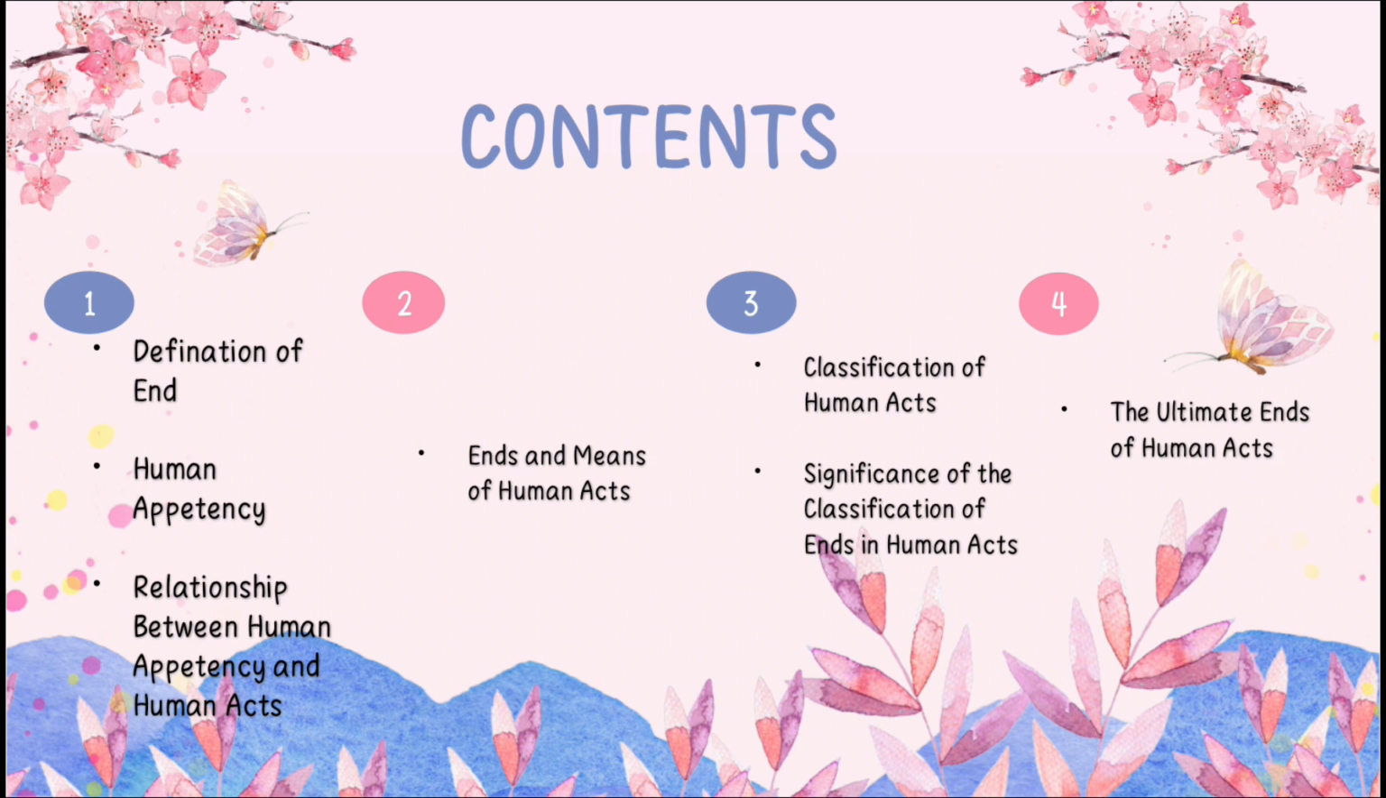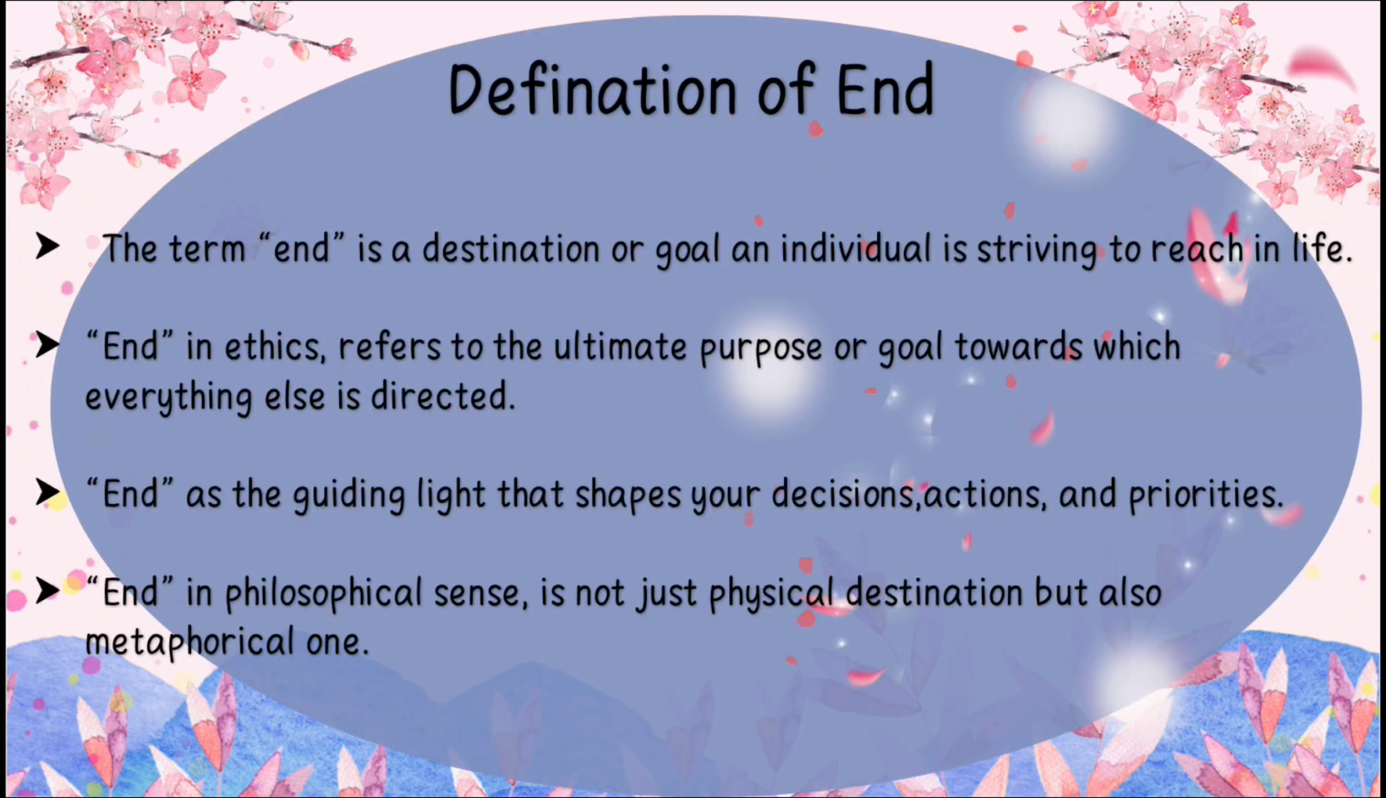So the content in this chapter is: number one, definition of ends, human appetency, relationship between human appetency and human acts. Number two, end of means of human acts. Number three, classification of human acts, significance of the classification of ends in human acts. And lastly, the ultimate ends of human acts.